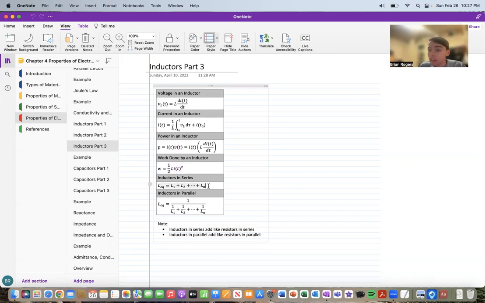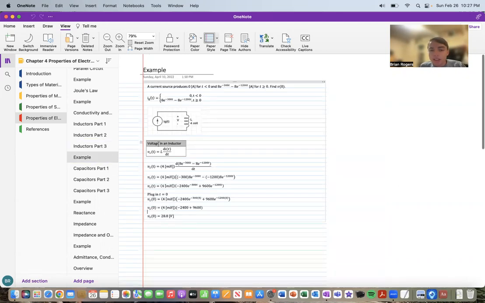Inductors behave just like resistors. You sum together inductors in series, so one after another. You add them just like resistors. Inductors in parallel, you treat them just like resistors in parallel. You do 1 over L1 plus 1 over L2 plus however many inductors you have.